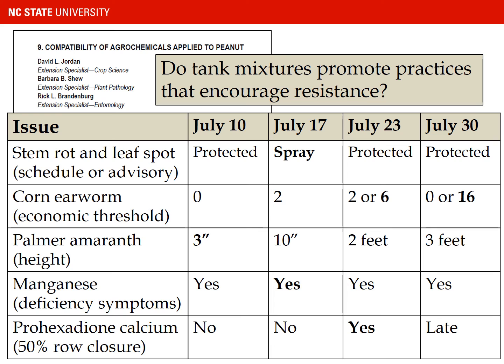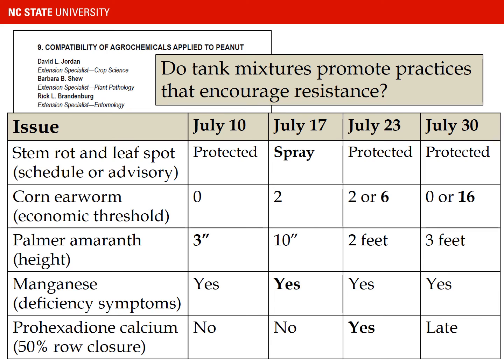Let's just say I moved into the season and I need to control stem rot and leaf spot, and I'm going to either spray by the schedule or an advisory. I've got corn earworm, and I'm going to use economic thresholds for that. Palmer amaranth is in the mix. I might have manganese, and then I might want to spray prohexadione calcium. This is a very legitimate possibility, and there are a lot of people that are putting multiple things in the tank to address this. So let's say it's July 10th.